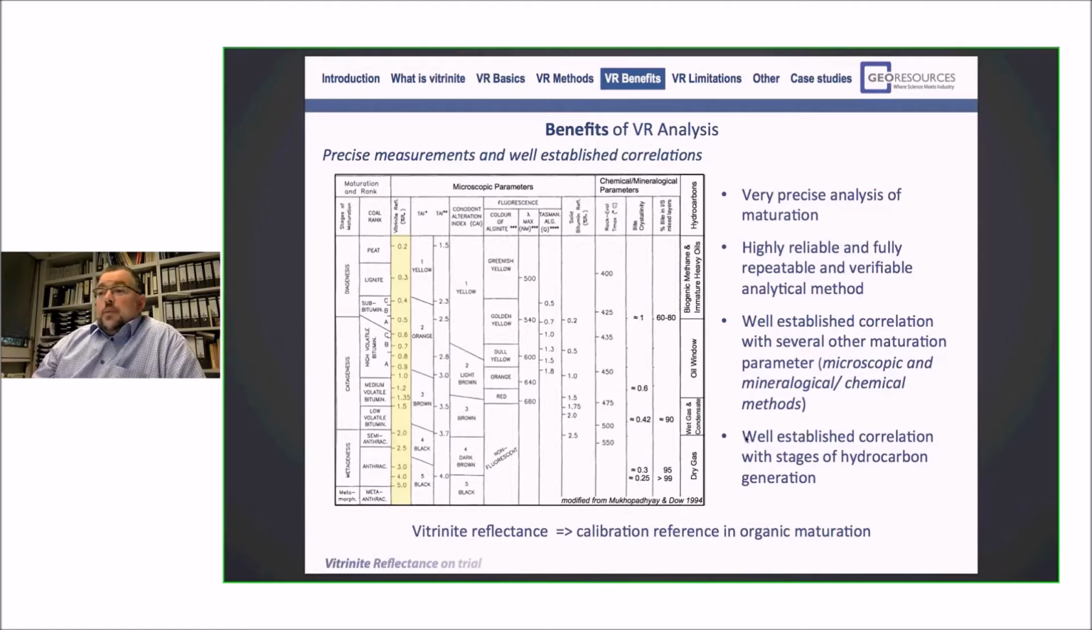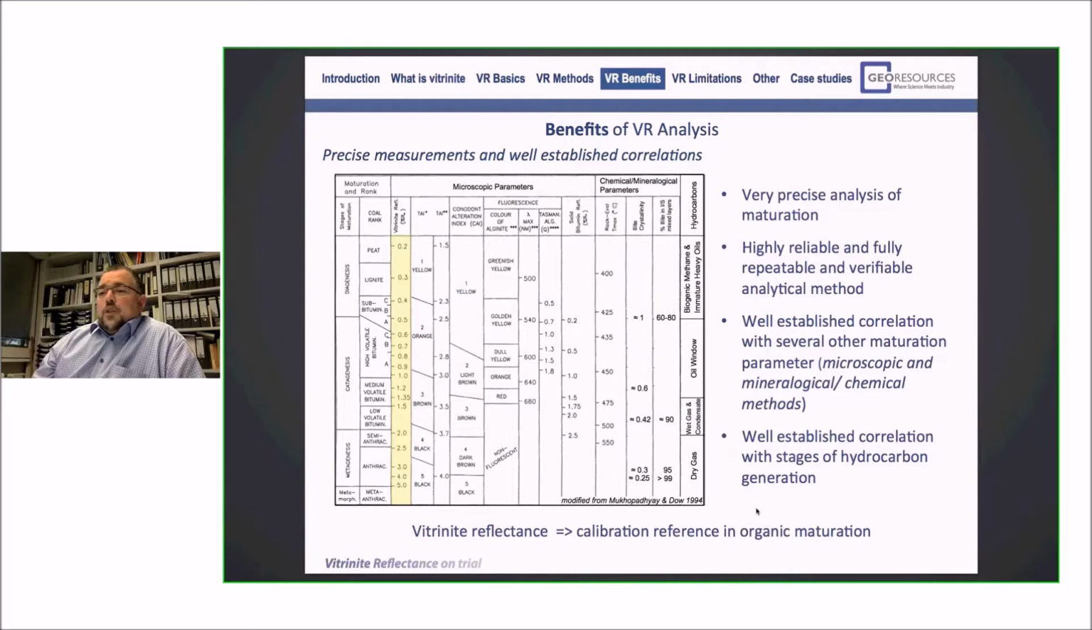And we also have well-established correlation with the major stages of hydrocarbon generation, what you see here. So the lower immature interval, where you just have biogenic methane and immature heavy oil generation, the oil window, which is more or less given by the vitrinite reflectance from 0.5 to 1.35, wet gas and condensate field, and the dry gas field up here.